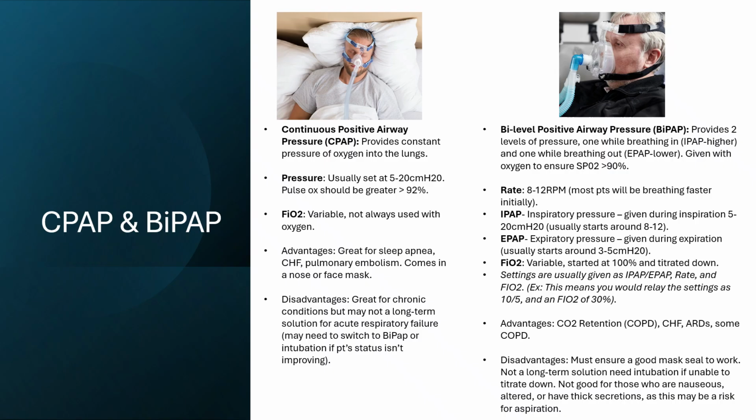So CPAP is continuous positive airway pressure. It provides constant pressure of oxygen into the lungs. So when we think about settings for this one, again, you don't need to memorize these by any means, but I'm just going to run through this. But typically you have a pressure setting, and it's going to be set at 5 to 20 centimeters of water. And you want to just kind of titrate that to make sure that you're getting a pulse ox greater than 92%. Most people are going to start their pressure between 5 and 10 centimeters of water, but it can go up to 20.